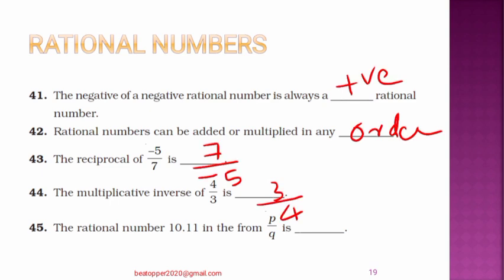The rational number 10.11 in the form of p by q is 1011 divided by 100, because there are 2 digits after the decimal point. With 2 digits after the decimal point, we have to write the number divided by 100.